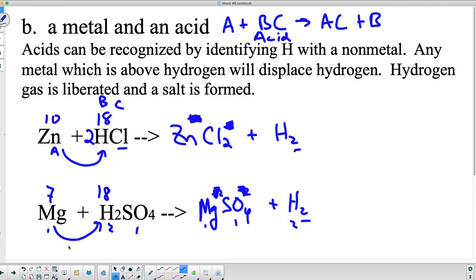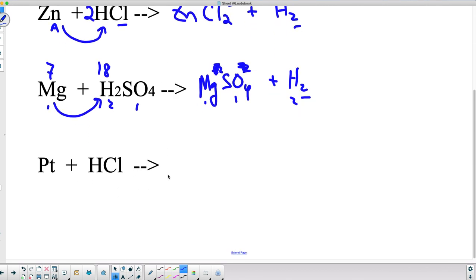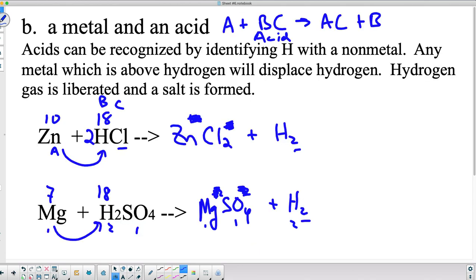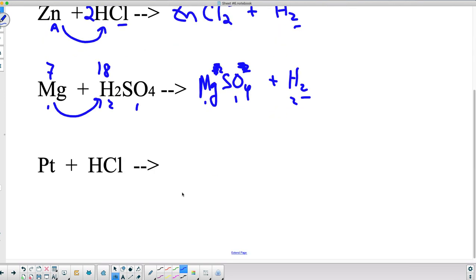Is there another example here? I think there is. Take a look at platinum. What's platinum? I think platinum is like 25 or 26, maybe even 27, I don't know. Whatever it is, let's take a look back. It's 27. So 27 is definitely less reactive than 18. So this does not work. This would be a situation of no reaction. All right, stay tuned for parts C and D.